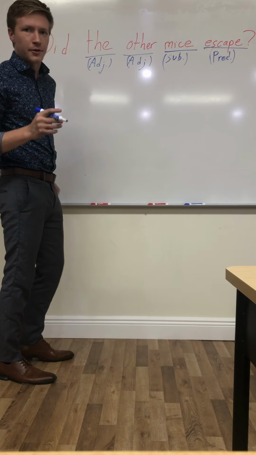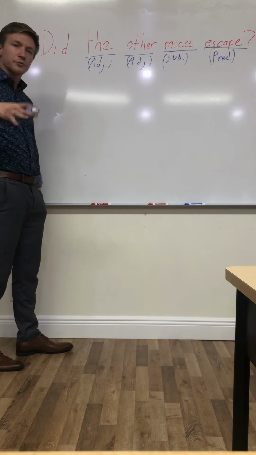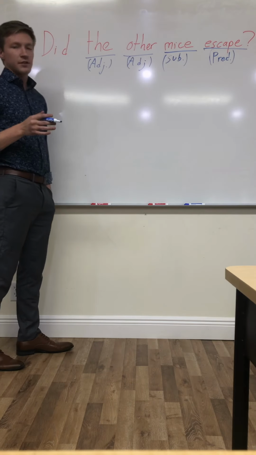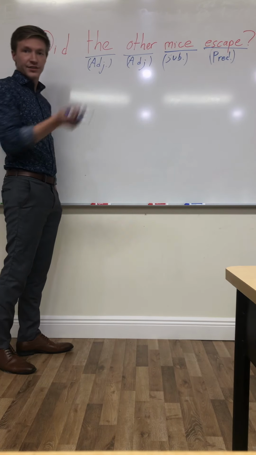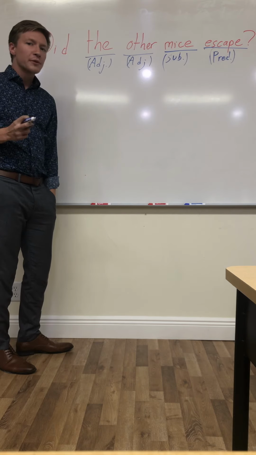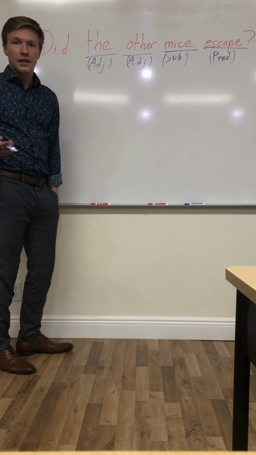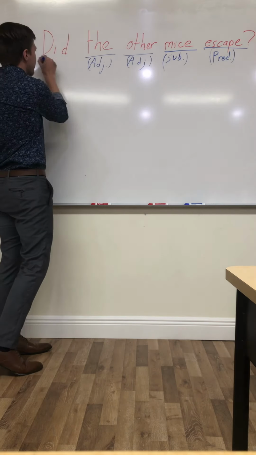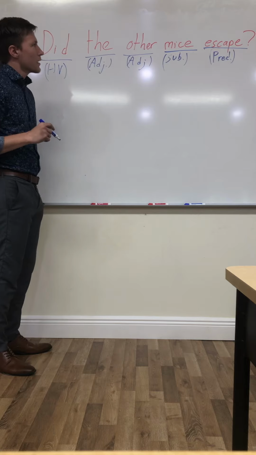Here's the tricky one. Woo, tricky! Did. What is did doing in the sentence? At first glance, you might think that this is an adverb. Did escape. However, on closer look, we can tell that this isn't an adverb. Instead, it's a helping verb. And I'm about to explain why. So here, I'll just draw my helping verb underneath there.